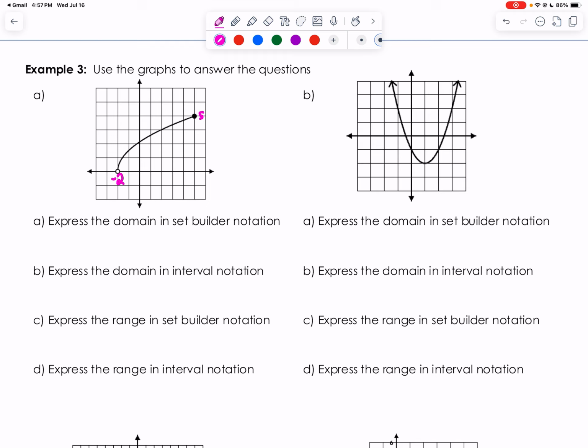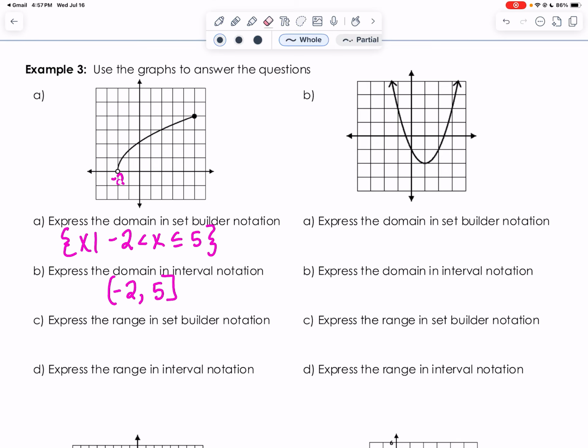So to express this in set builder notation, we'll say the set of all x's such that -2 is less than x is less than or equal to 5. Now to express it in interval notation, we'll put our interval first, -2 to 5. The 5 is included, so it gets a bracket. The -2 is not, so it gets a parenthesis.